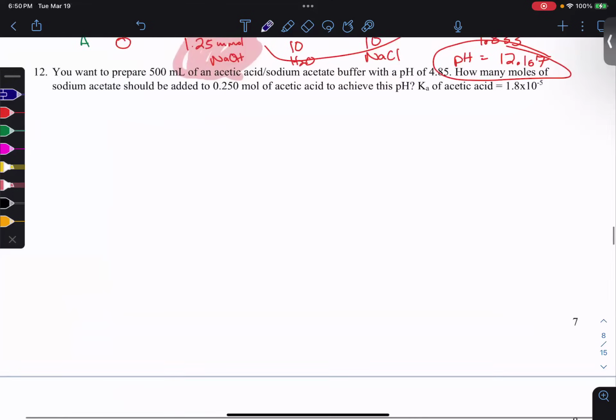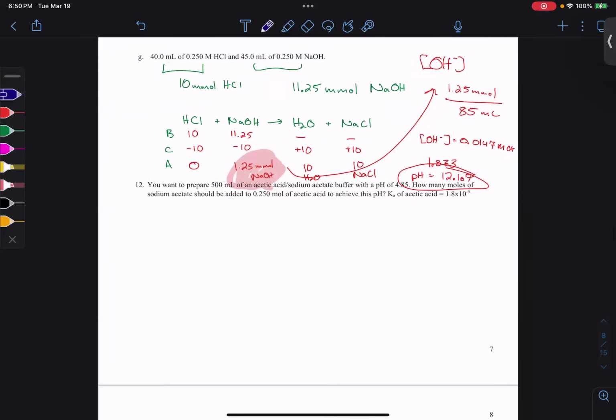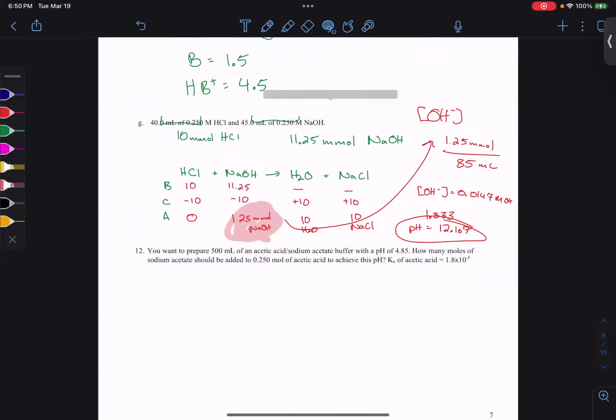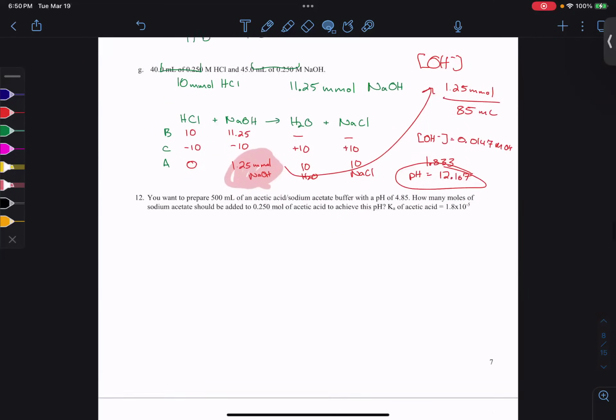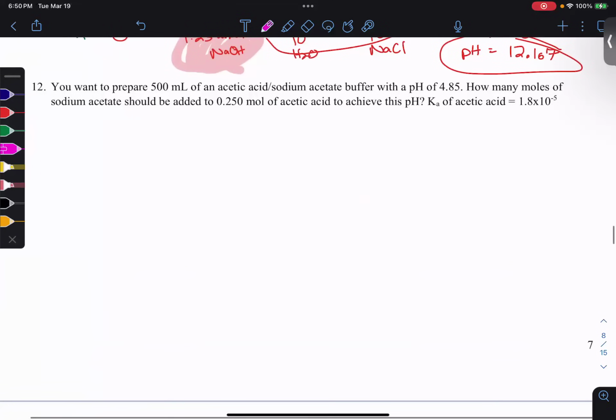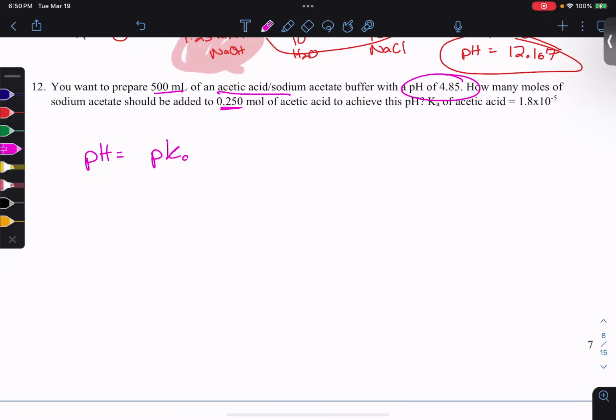All right, so now we talked about calculating buffers. Some of these were buffers, some of them were not. Let's say we want to prepare 500 milliliters of an acetic acid sodium acetate buffer with this pH, 4.85. How many moles of sodium acetate do we need to add to 0.25 moles of acetic acid? So here, this is a buffer. So we're absolutely using the Henderson-Hasselbalch equation, pKa plus log base over acid.